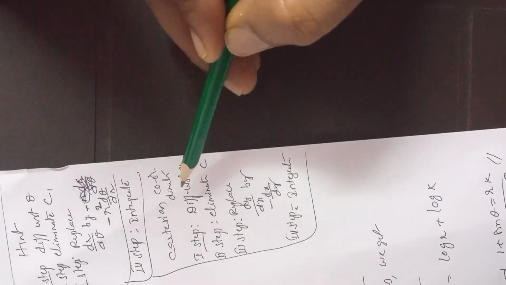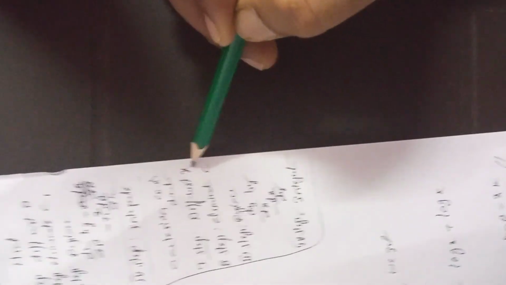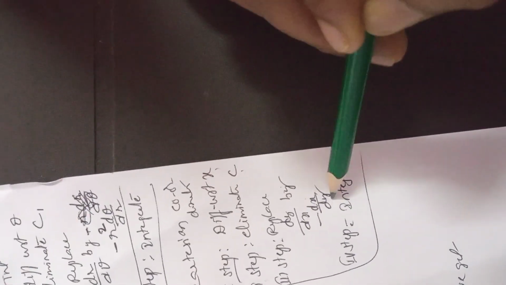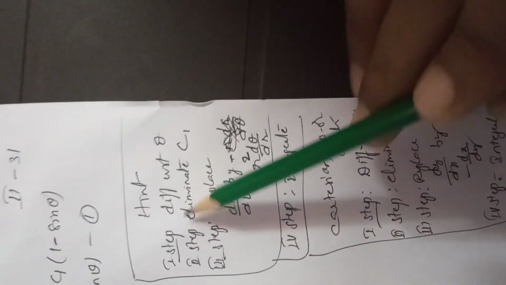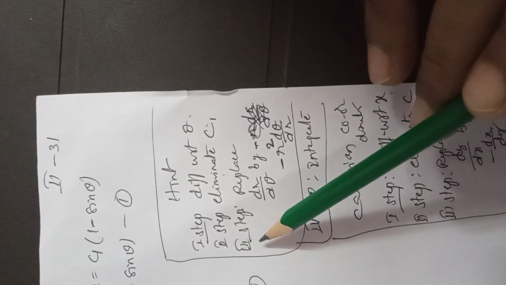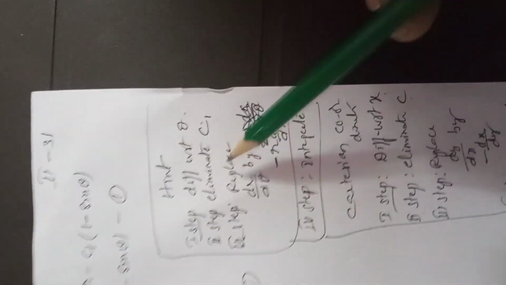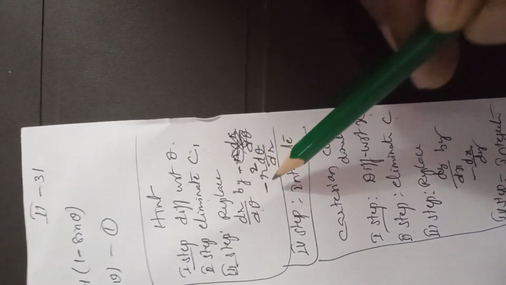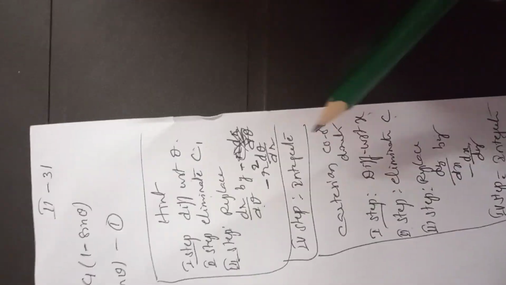ఫస్ట్ వన్ కార్టీజియన్ ఫామ్లో ఏం రాస్తాం, first step differentiate with respect to x, second step eliminate the arbitrary constant, third step replace dy by dx by minus dx by dy and then integrate it. సేమ్ ఇక్కడ కూడా అంతే. Hint, differentiate with respect to theta, x బదులు theta. Second step eliminate arbitrary constant if any, ఇక్కడ c1 అని రాశాను కాబట్టి ఇక్కడ c1 అని రాశాను. Third step replace dr by dθ by minus r square dθ by dr. Remember, this is very very important.